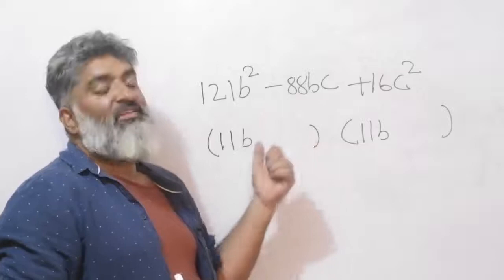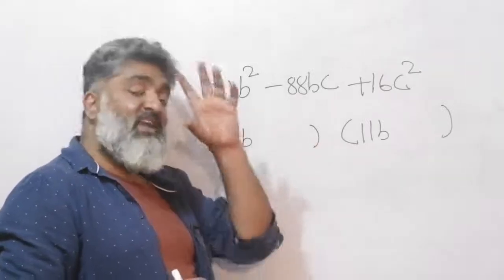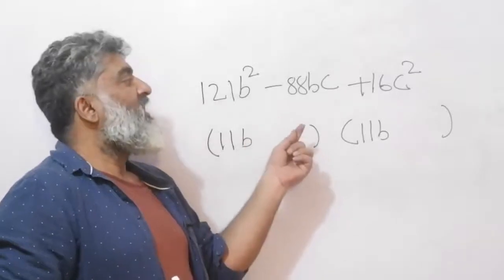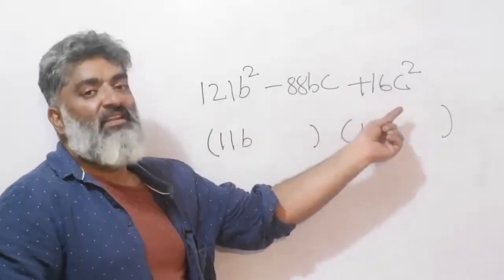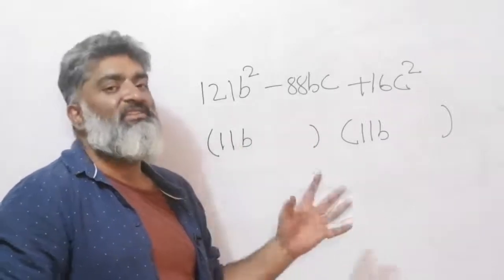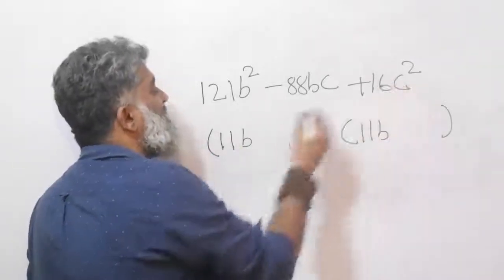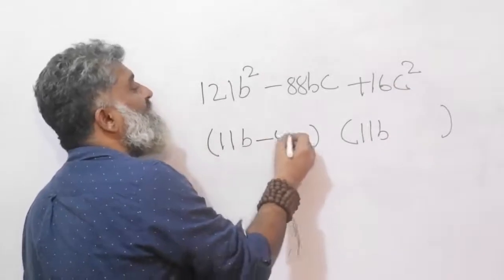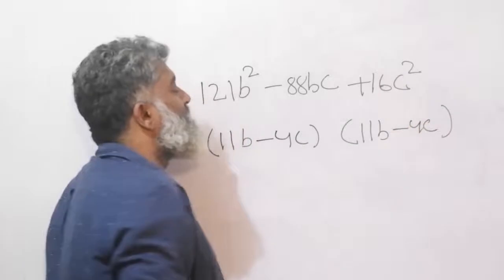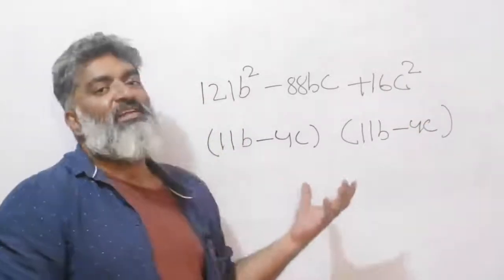So 88 divided by 11 gives me 8. That means that original sum that we started off this whole journey with is going to be 8. And the product is 16. So 4 into 4, the product is 16, and 4 plus 4, the sum is 8. And there is a c here. So I will say 11b minus 4c and 11b minus 4c, which is nothing but 11b minus 4c whole square, right?